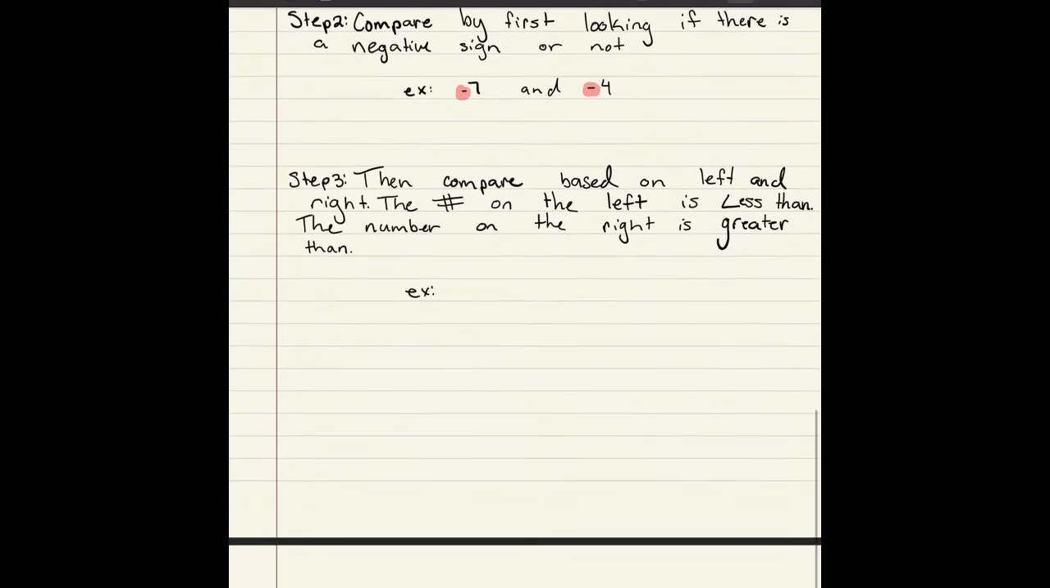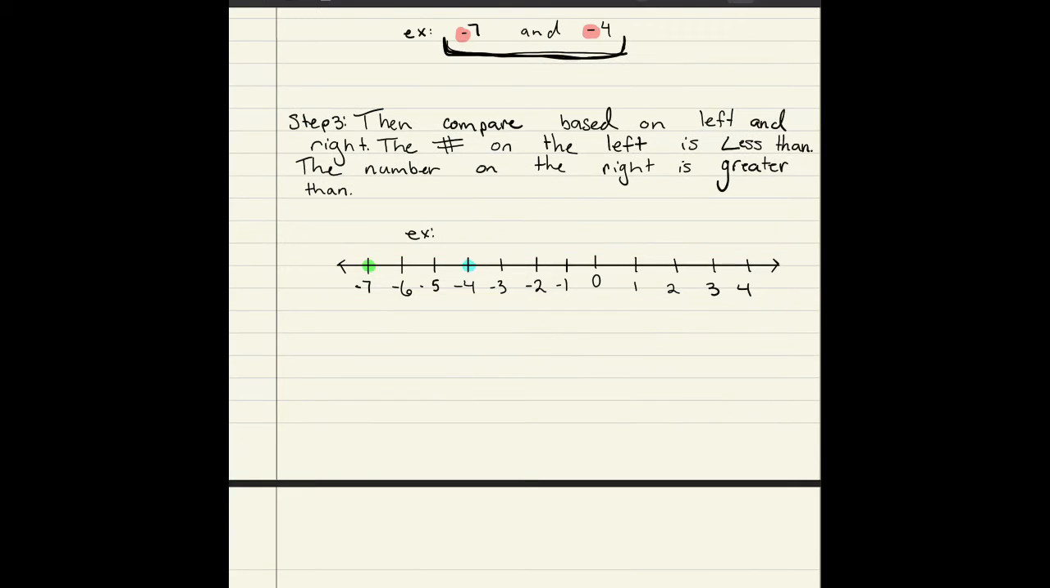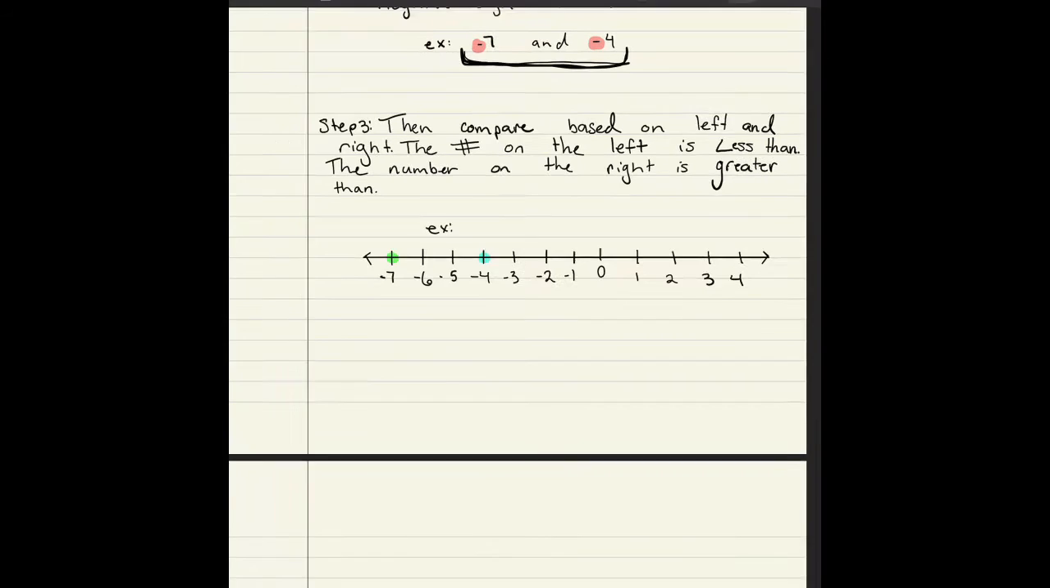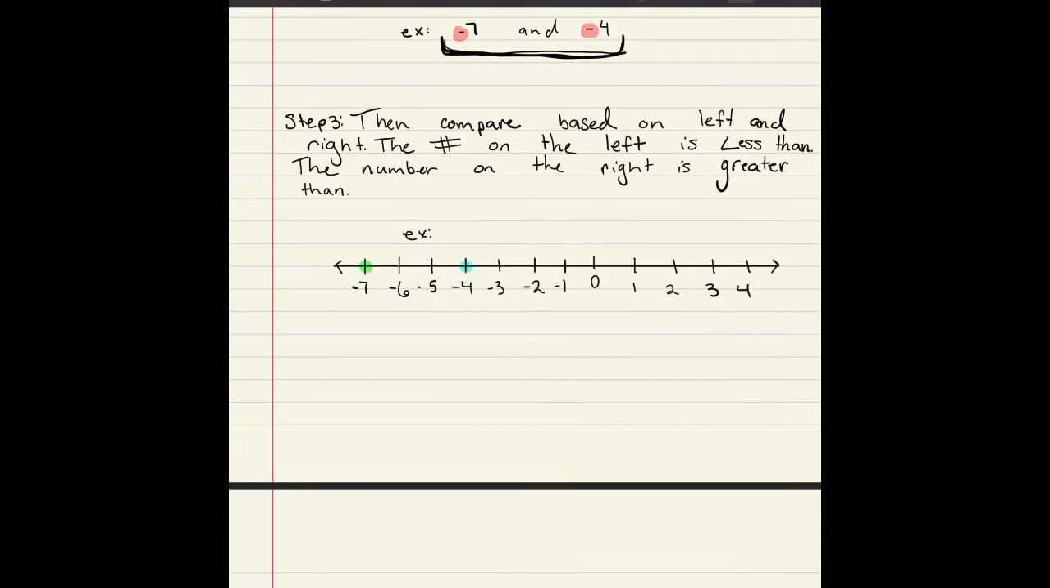So now we need to compare based on left and right. So compare the number on the left, not how it's written here at the top, but how it's on the number line. So let's write our number line again. So here's our number line, and now we can see that -7 is on the left and -4 is on the right. So therefore, -7 is less than -4 because it is on the left.